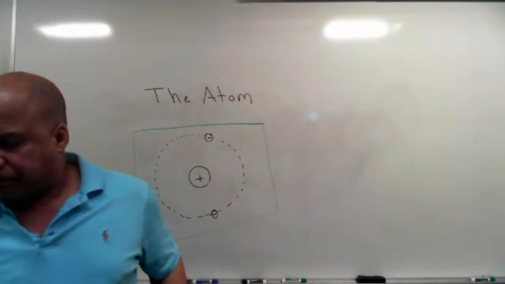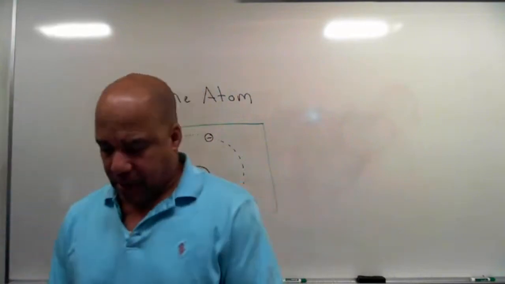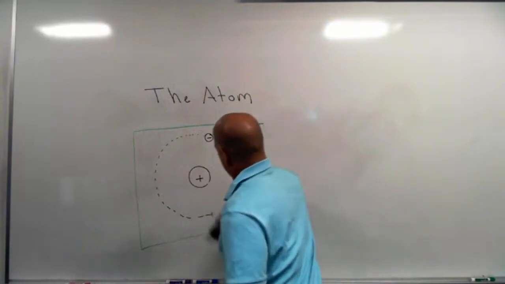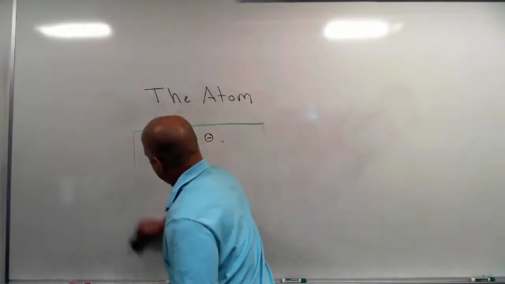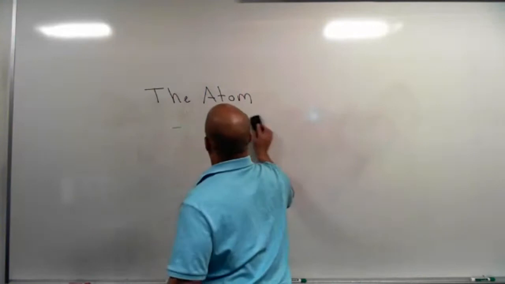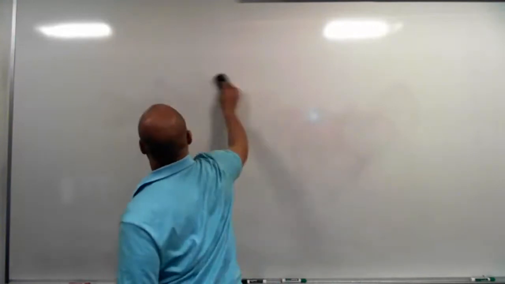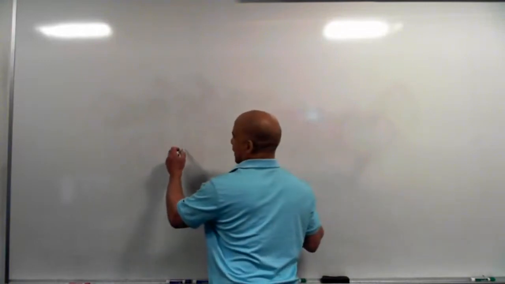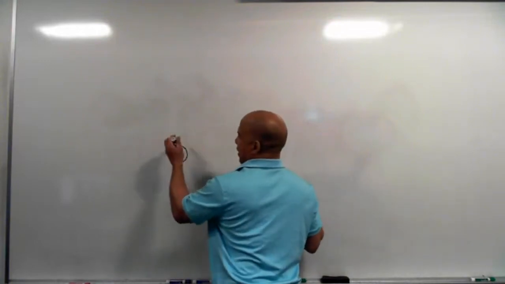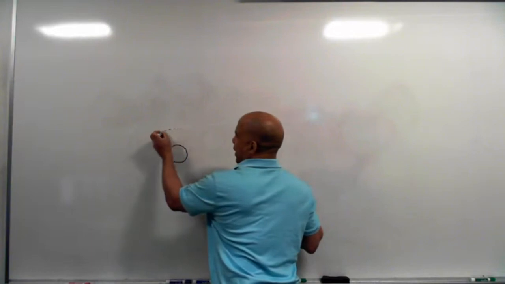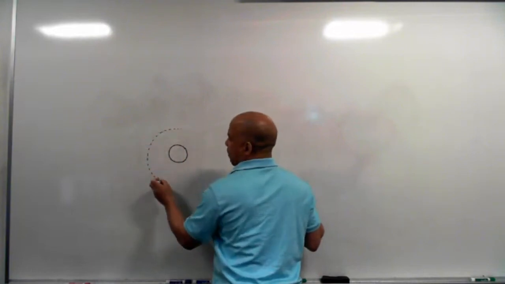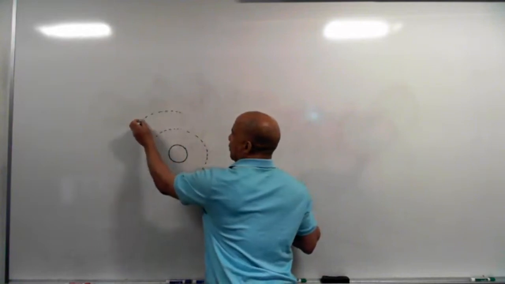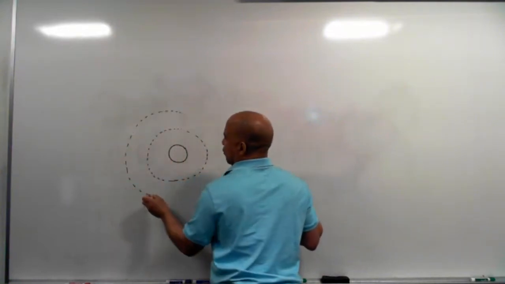So, let me clean this up a little bit. And I want to go to an atom that has more than a couple of electrons in it. So now I'll just draw the nucleus as just a sphere. And then I'm going to put these rings around it, which represent, as I said before, the path that electrons take as they revolve around the nucleus. So I'm going to draw these rings.